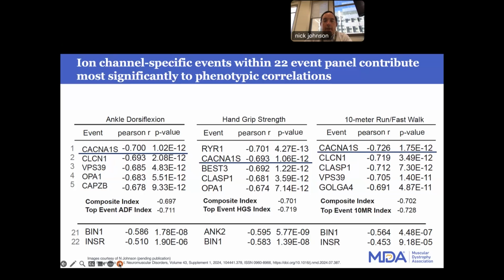And again, kind of emphasizing here that the chloride channel and then the calcium channel do tend to drive the overall degree of missplicing in these patients, which is fairly consistent with work that has been done more recently in mouse models. So it really suggests that, to some extent, the weakness is potentially driven by the ion channelopathy.